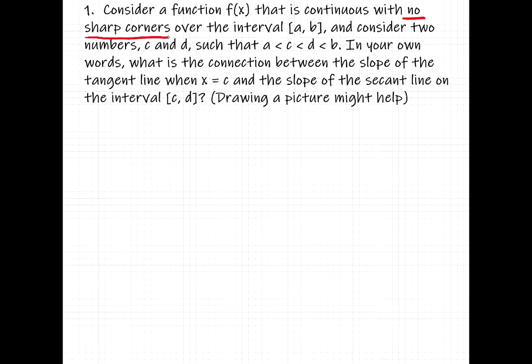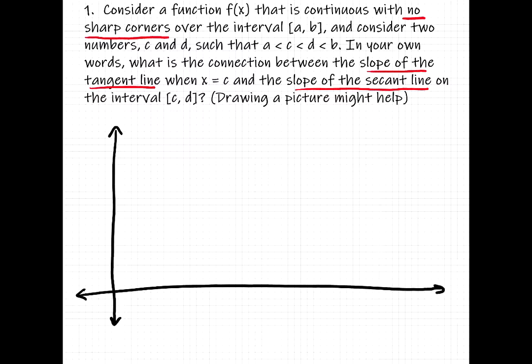So what we want to do is, what's the connection between the slope of the tangent line and the slope of the secant line? All right, so let's draw a picture here. Let's say here's A and here's B, and we have the graph of some function on this interval, maybe something like this. Now let's put C and D here. Let's say C is here, and let's put D here.